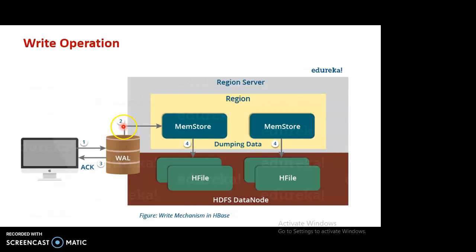In the second phase, data will go to MemStore. Then from WAL, this acknowledgement will be sent to the client side, and from MemStore all the data will get dumped to HFile. That is nothing but permanent storage for data.